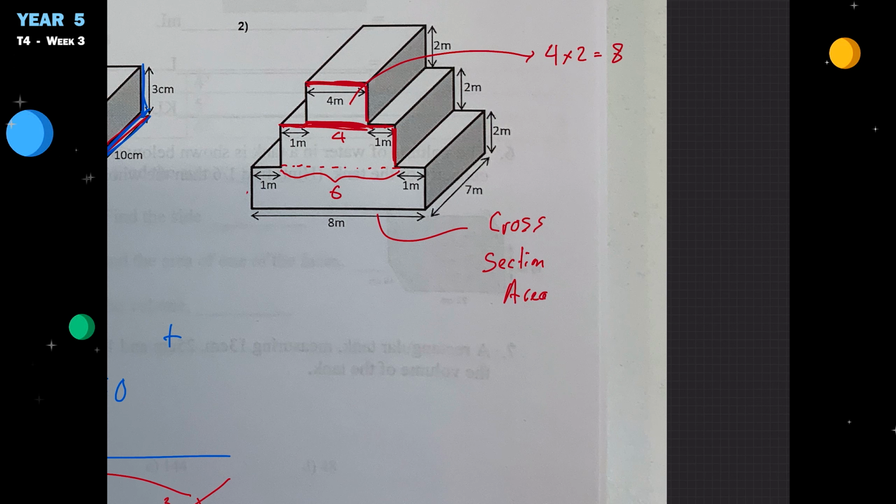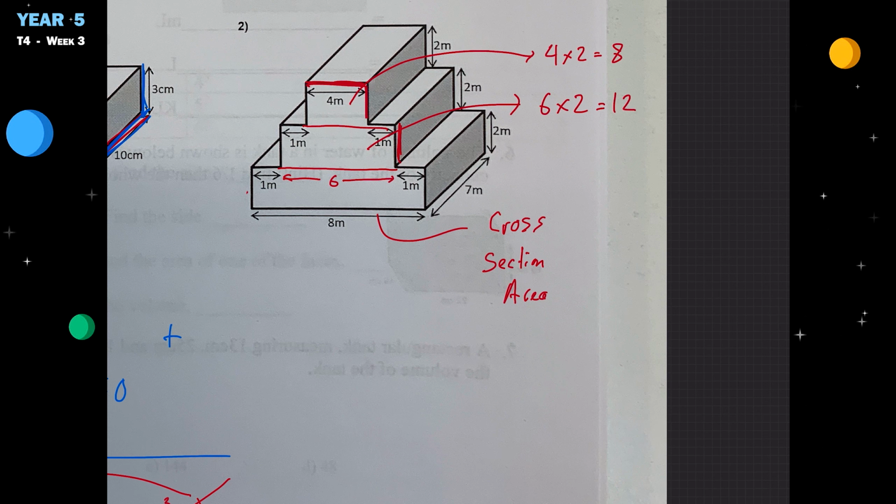So 6 times it by, so let me show you again, if that's confusing. So I'm going to cut this into this shape here. So this is 6, okay, times it by 2. So this face here is 6 times 2, which equals 12. And now for the last face, the bottom rectangle. You got an 8 by 2. So that face is 8 times 2, which equals 16.